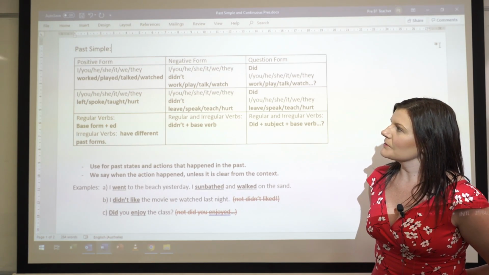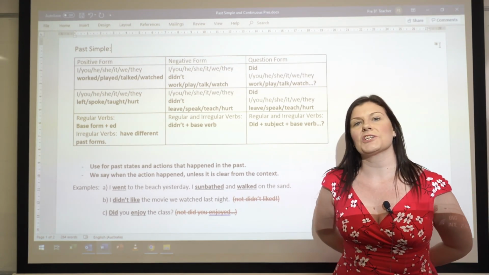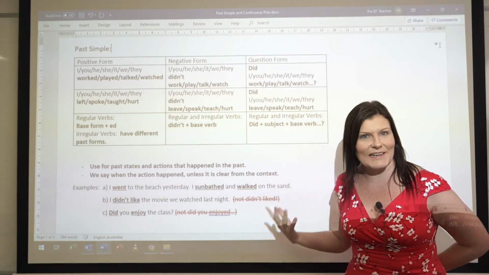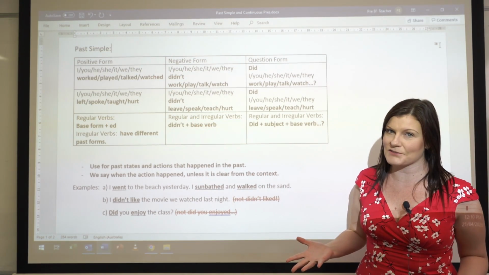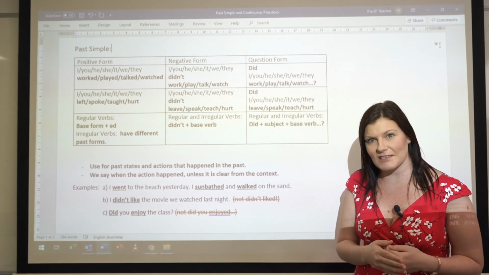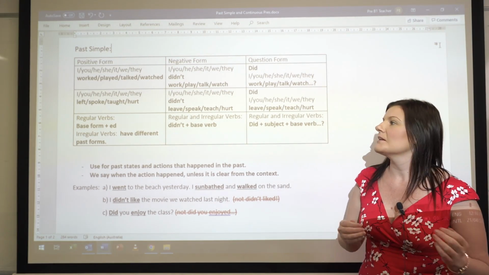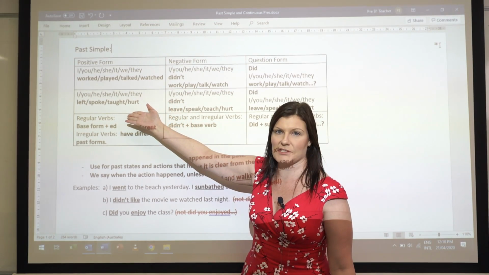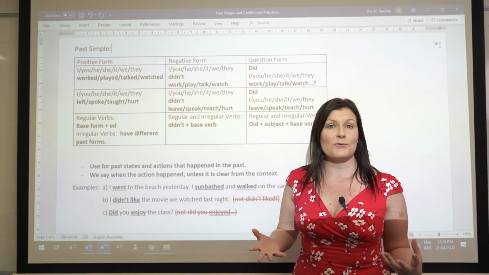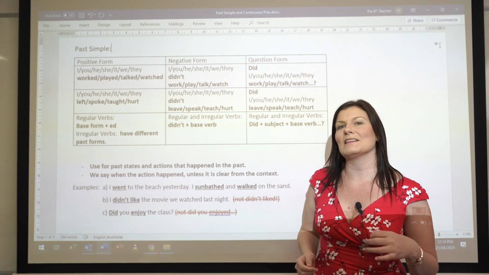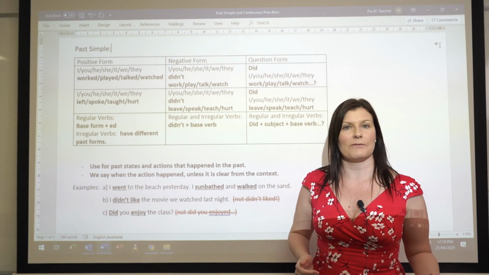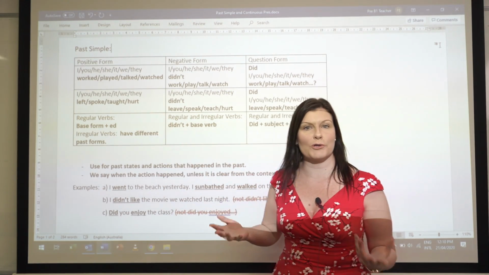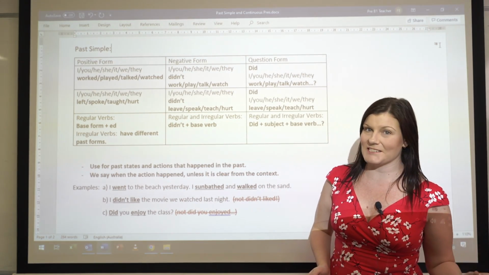Now, for some verbs in English, they don't fit this rule. There are some verbs that we can't add -ed to. They have a different past form. We call them irregular verbs. Some examples of irregular verbs would be here. Left. The present form is leave. We don't say leaved, we say left. Speak becomes spoke, not speaked.